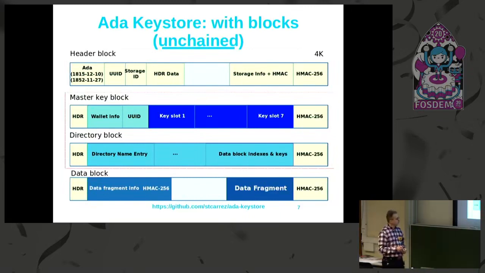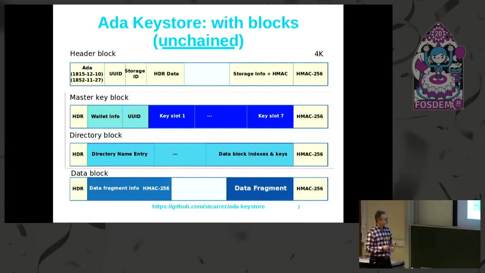And then the directory block is a small repository, in fact, which tells us what names are stored in the keystore, what the index is, and where the data associated with each of these names is. Then the data is put in separate blocks with fragments and some information about the fragment. Each fragment is encrypted by its own key, which is stored in this area.